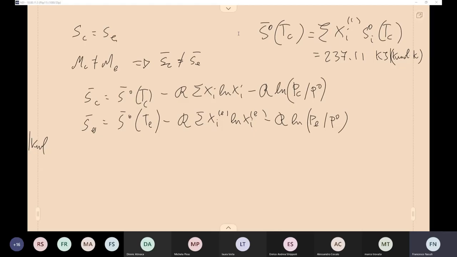And you can also evaluate this term here, whose value is 0.987. And as we had the chamber pressure of 100 atmosphere, we also know this term, which is 100. So we can compute everything at chamber condition and we can get the molar entropy at chamber, and it will result to be 207.02 kilojoule per kilomol Kelvin.